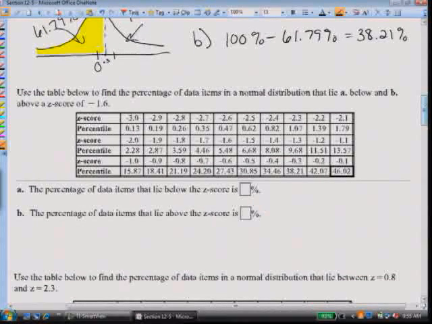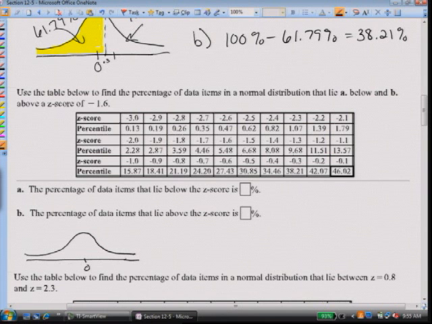Okay, let's do another one. It says, use the table below to find the percentage of data items below and above a z-score of negative 1.6. So again, I'm going to tell you to make a picture, even though you may feel like you've got this figured out. We'll put the 0 here because we're dealing with the standard normal model. Negative 1.6 is somewhere here, and we want to know the data items below that, which means we're looking for the percentage of the area in the curve that is to the left of negative 1.6. And if you look at your chart, it's right there, 5.48 is the percent of data items that lie below that.